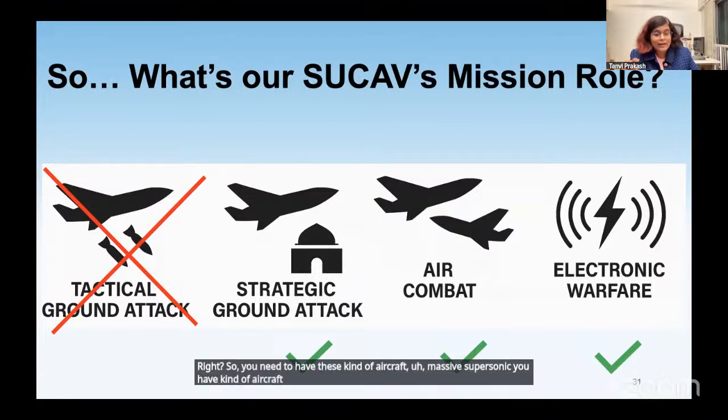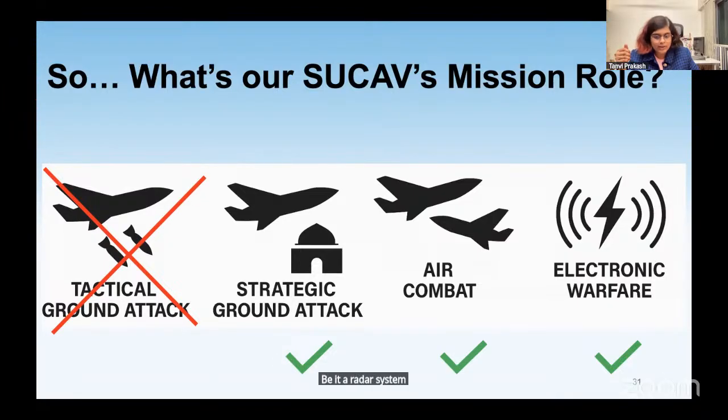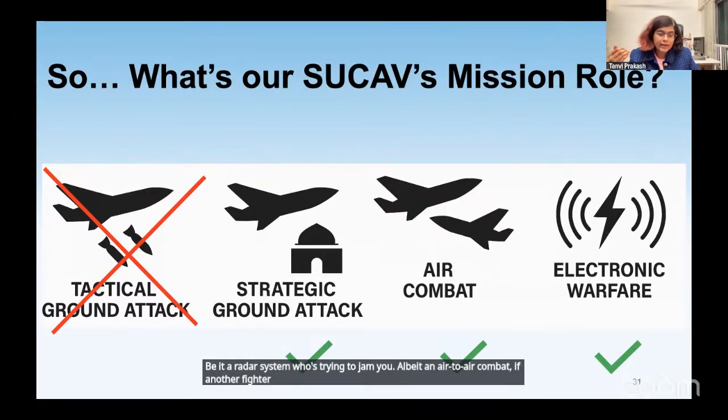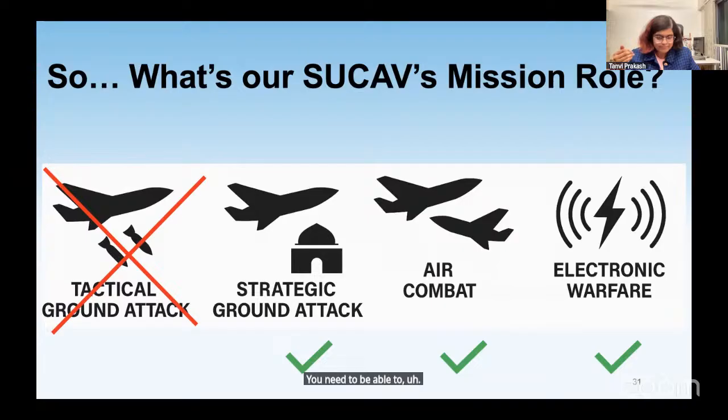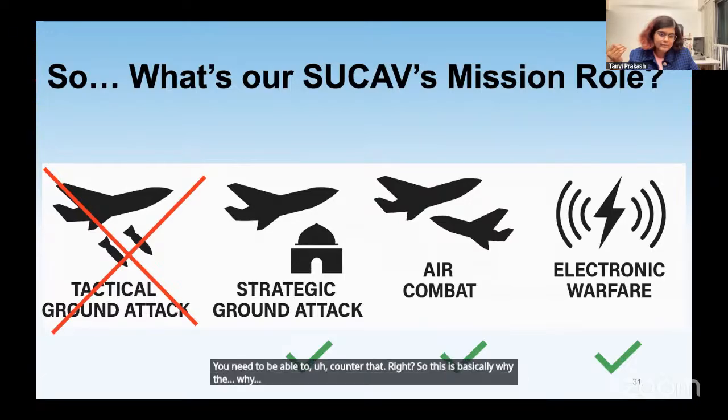strategic attacks. And on your way in, if you are intercepted by anyone, be it a radar system trying to jam you, or be it air-to-air combat, if another fighter or another UCAV comes to challenge you in the air, you need to be able to counter that, right? So this is basically why the mission profile that you've been given is not a tactical one, but a strategic one.